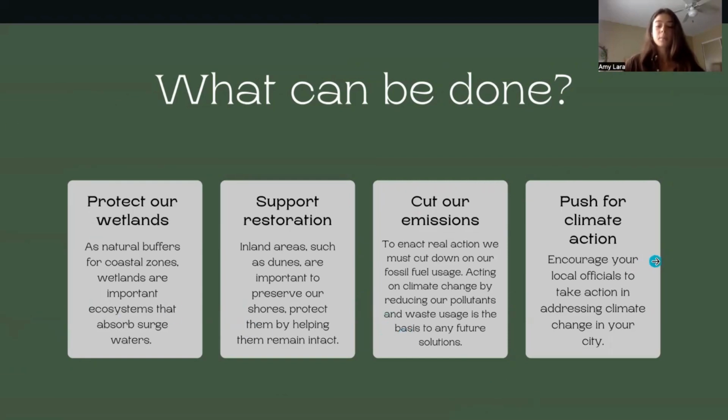These are just some of the examples of what can be done as individuals to help our planet, but the impact we can make on our community expands beyond. Thank you.